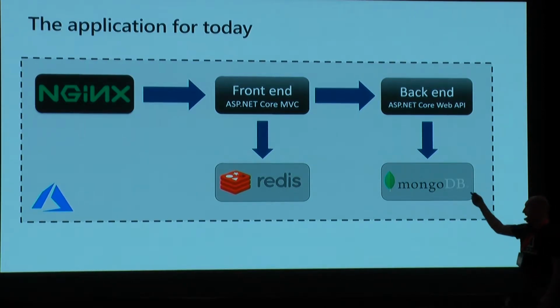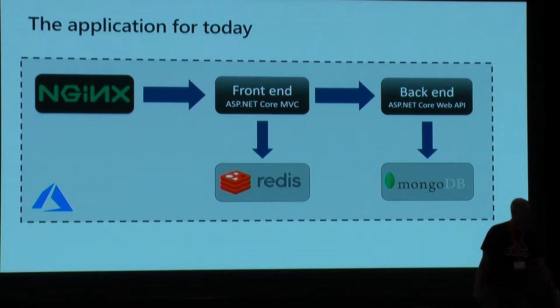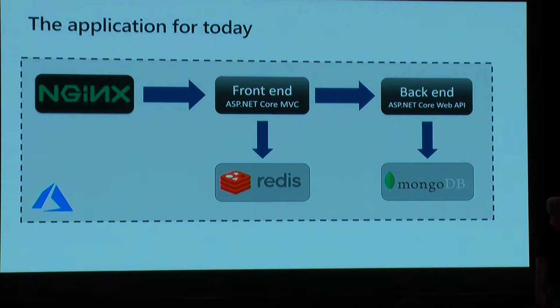So it's basically a front-end application, ASP.NET MVC. I haven't ported it to 3.0 yet. It's still 2.2, sorry about that, which talks to a backend made in Web API, all right? The front end works with Redis, all right, as a distributed cache, and the backend uses MongoDB.